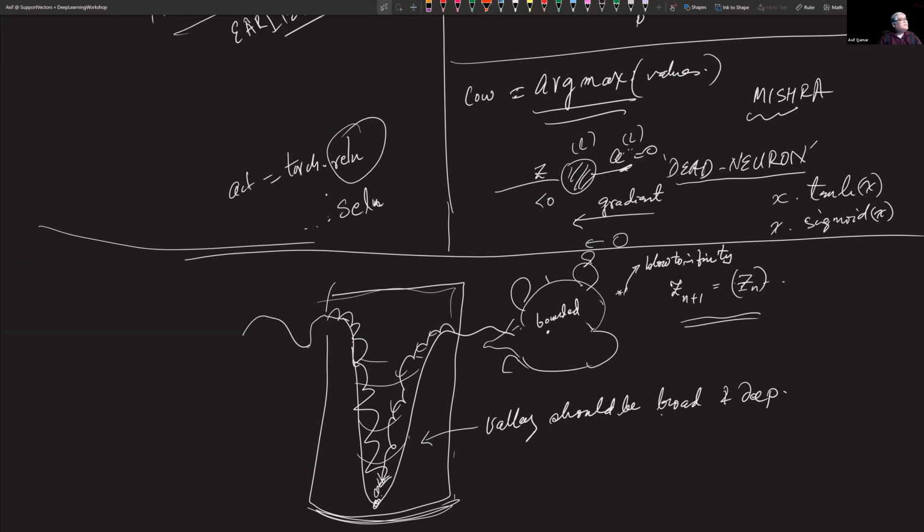So you say the valley should be deep and broad, right? The valley should be deep and broad. What is the issue if it is sharp? Like I remember you saying sharp is not good. Oh, you mean, what if the valley is deep but sharp? It is like this. What is the problem then?